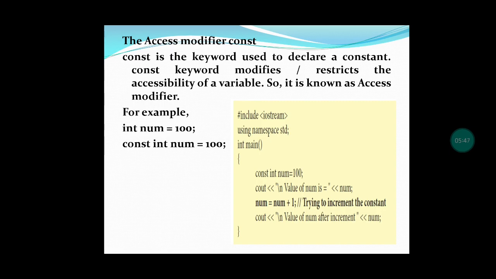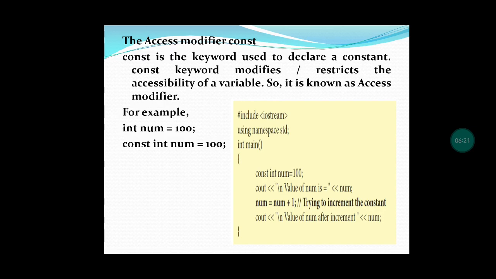Constant means the value will not change, that is called constant. For example, pi value will always be 3.14, that is 22 by 7. So it will not be changed, that is called constant. In C++, we are using this constant as a const keyword. This is an access modifier. We are representing the keyword as const. This has been used in the C++ program. This is known as access modifier.